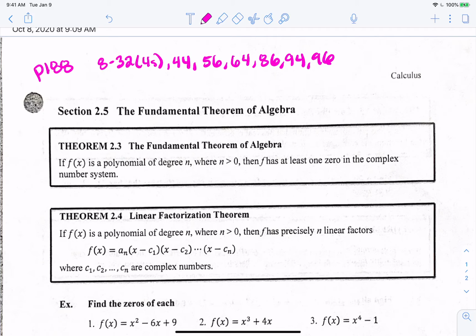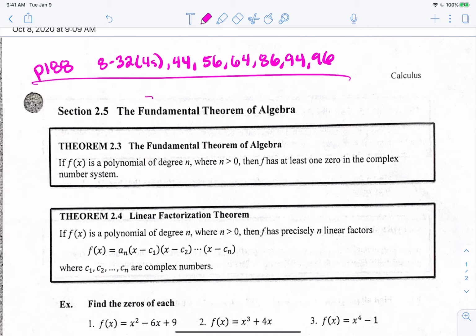All right, Brooklyn, this is 2-5. Homework assignment I have at the top of the page, page 188. Looks like a lot of problems, but it's really not, actually. 4 through 32 by 4s. That's only, I don't know, however many problems. 5, 6, 7 problems plus 6 more. Anyway, not too bad.